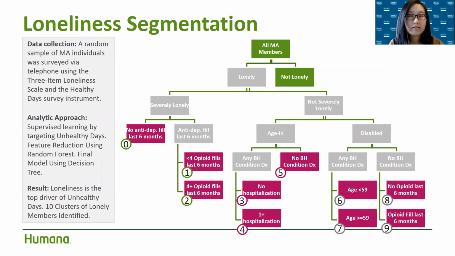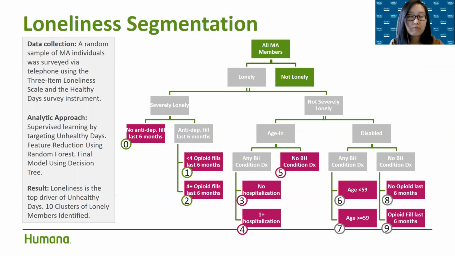So the loneliness segmentation was really performed by luck, since the initial goal was to identify the drivers for health-related quality of life rather than grouping members into segments. During data collection, a random sample of Medicare Advantage individuals were surveyed by telephone call. In that survey, we collected the total health state information and also the loneliness status.